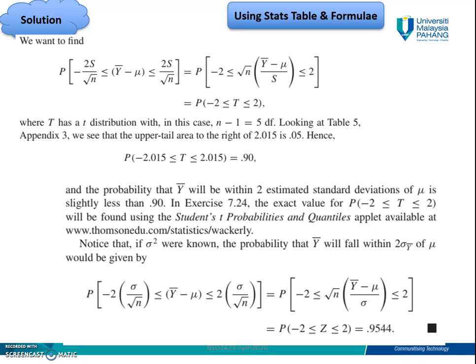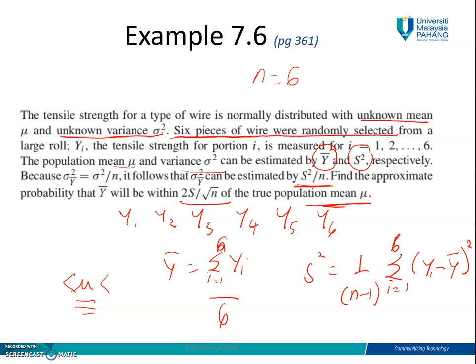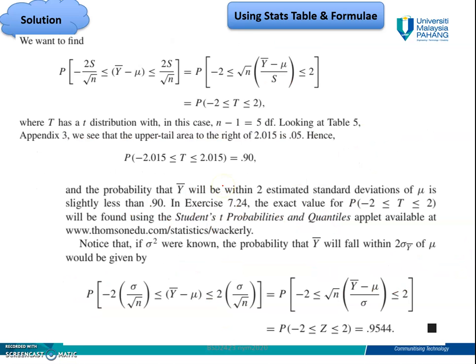All right, so this is the solution. You can see that again you will use the statistical table and formula. So again you have this, y bar minus mu, and then the question asks you within 2s over square root n. So you must consider left and right. Right is positive, left is negative. When you rearrange everything, you will get negative on the left side and positive on the right side. So you can see here, this is your T just now.